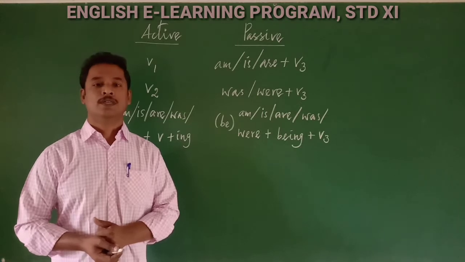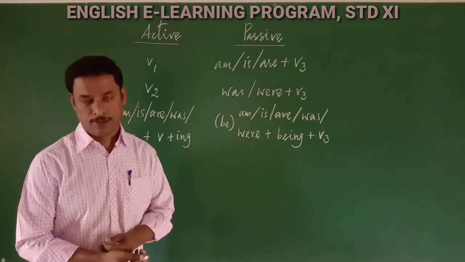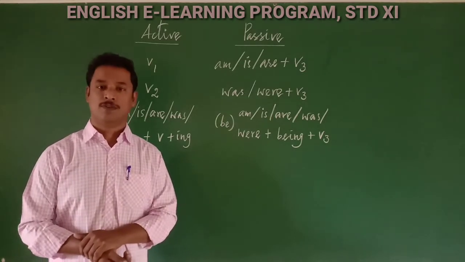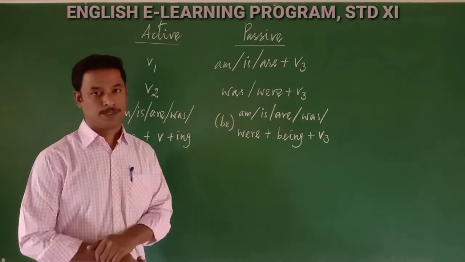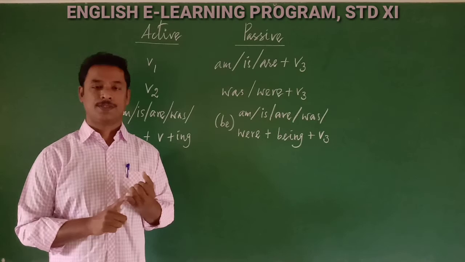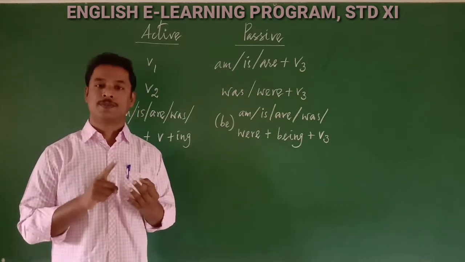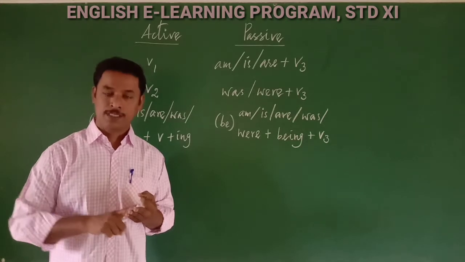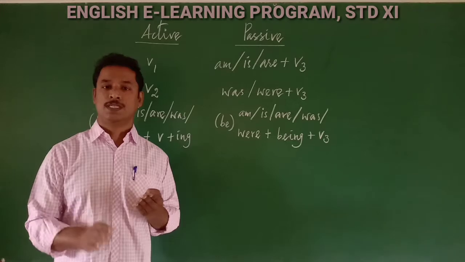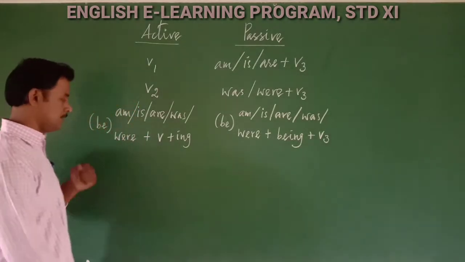We cannot transform the future continuous form of verb into passive construction. There is no passive voice for 4 tense forms. They are future continuous, present perfect continuous, past perfect continuous and future perfect continuous. There is no passive construction for these 4 tense forms.